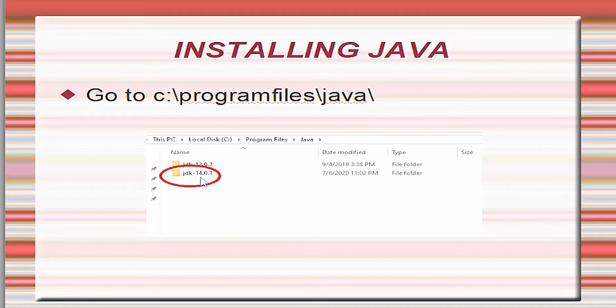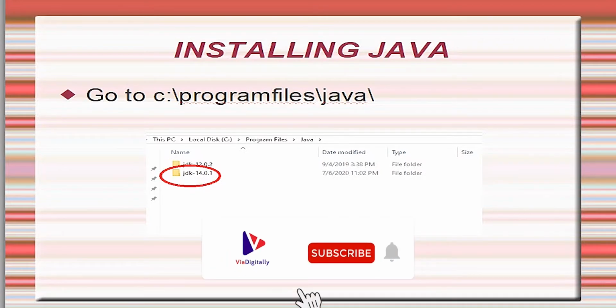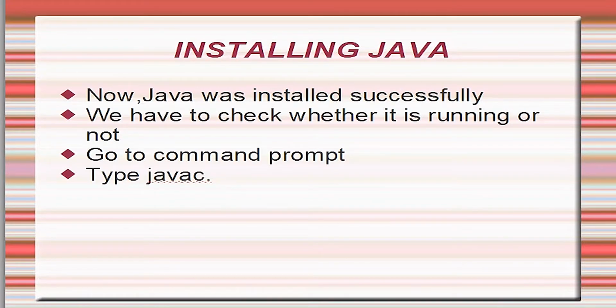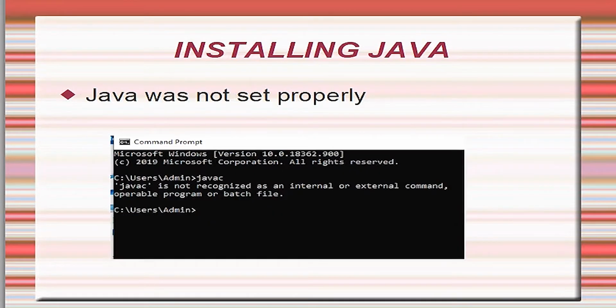Now we have to check whether Java was set properly or not. For this, go to the command prompt and type javac. So I went to the command prompt and typed javac. Here I got an error saying javac is not recognized as an internal or external command, operable program or batch file. This means we have installed Java, but our Windows was not able to recognize where this Java was installed in our machine.